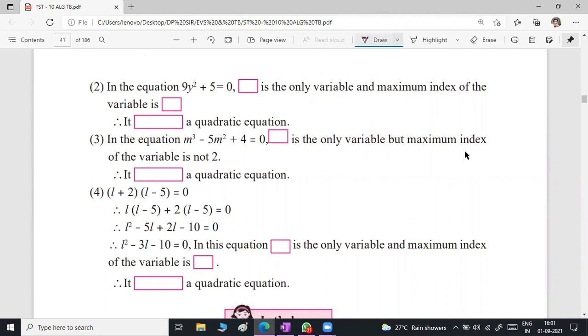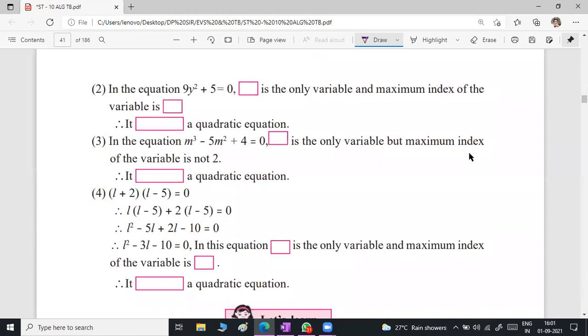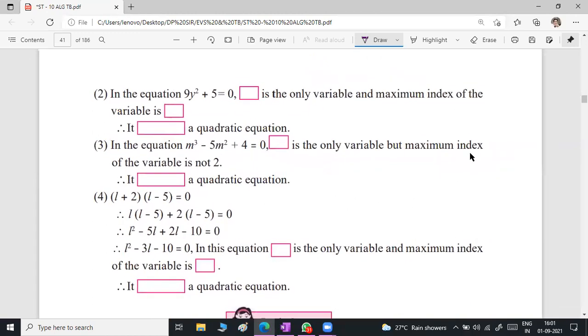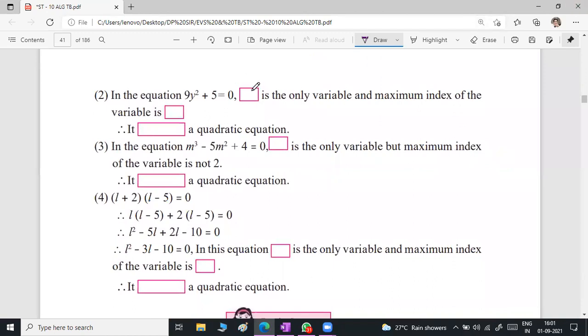In equation 9y square plus 5 is equal to 0, y is the only variable, and the maximum index of the variable is 2. Therefore, it is a quadratic equation.